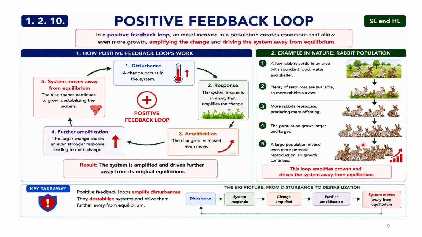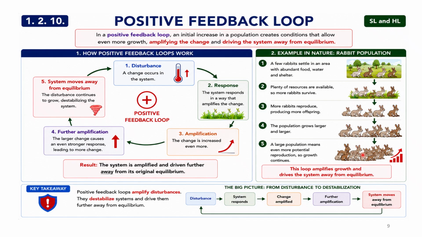A few rabbits colonize an area with abundant food, water, and shelter. High resource availability improves survival and reproduction, producing more offspring. As the population expands, the number of breeding individuals also increases, accelerating population growth.